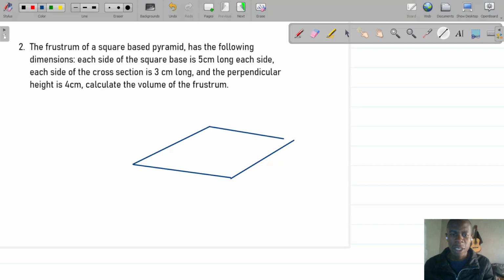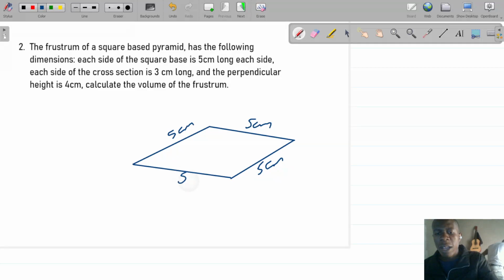This side of this square base is 5 centimeters long. So that is the first thing that we need to put into consideration. So this is 5 centimeters, 5 centimeters, 5 centimeters, 5 centimeters. All right, then each side of the cross section area, so the part from which it was cut from, is 3 centimeters. So let me just draw it nicely here.